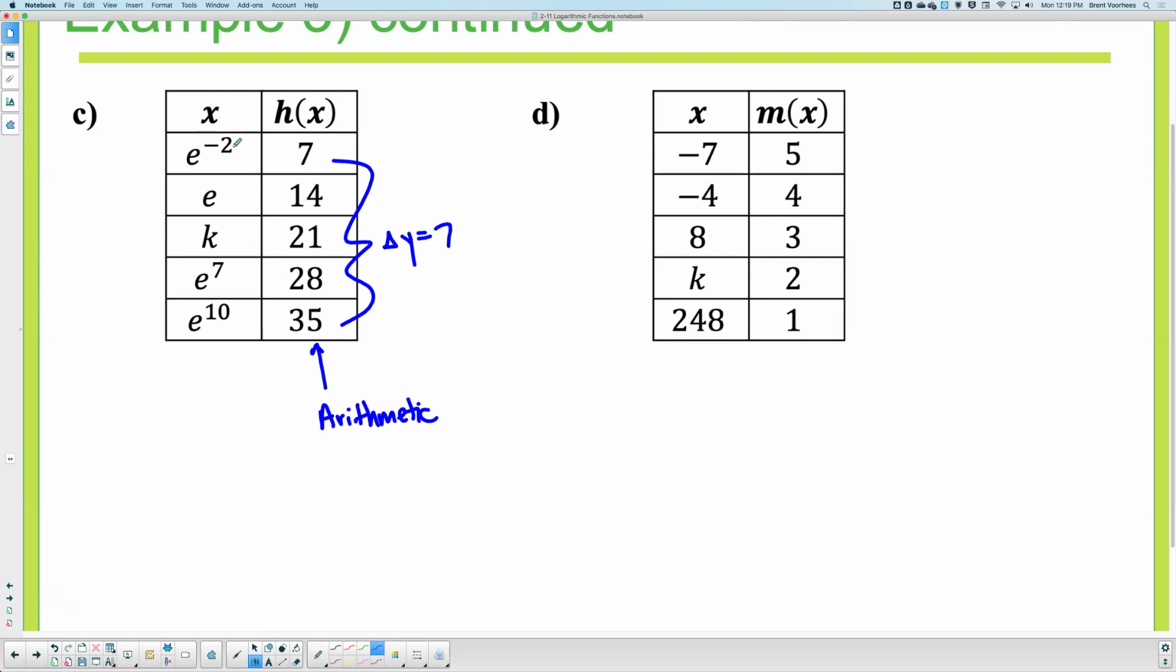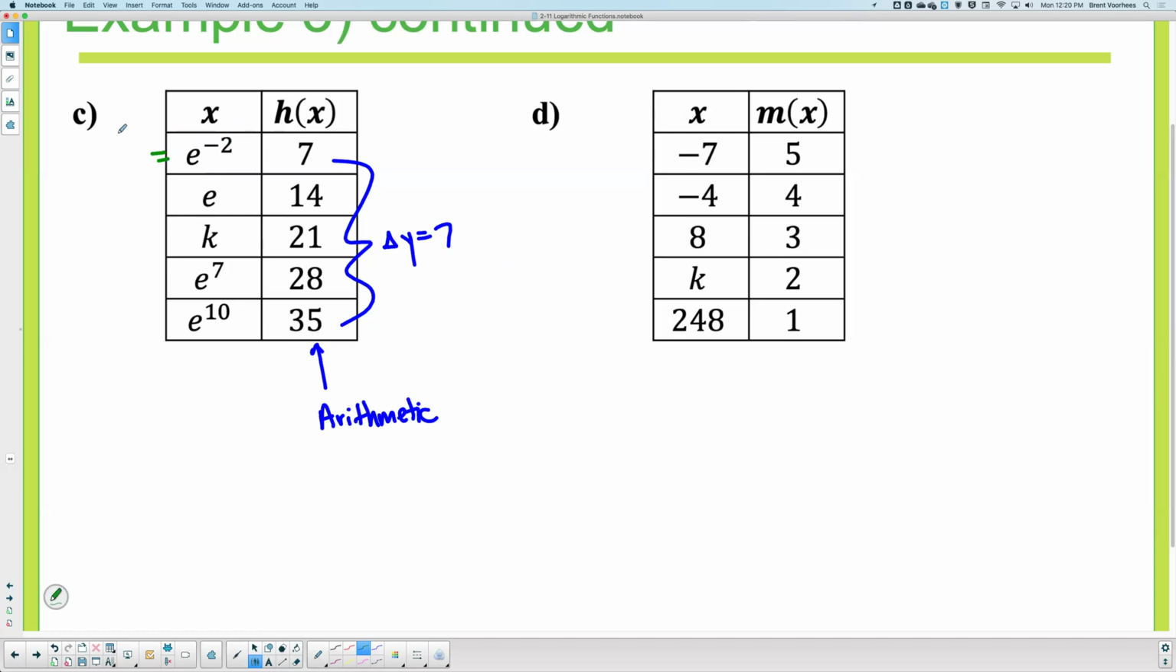Okay. On the X column, am I adding a certain amount every time? No. What seems like it's changing? The power's changing. So I don't know how to represent this by arrows because I'm not adding a certain amount. I'm multiplying a certain amount. I want you to think of this. This might help you out.